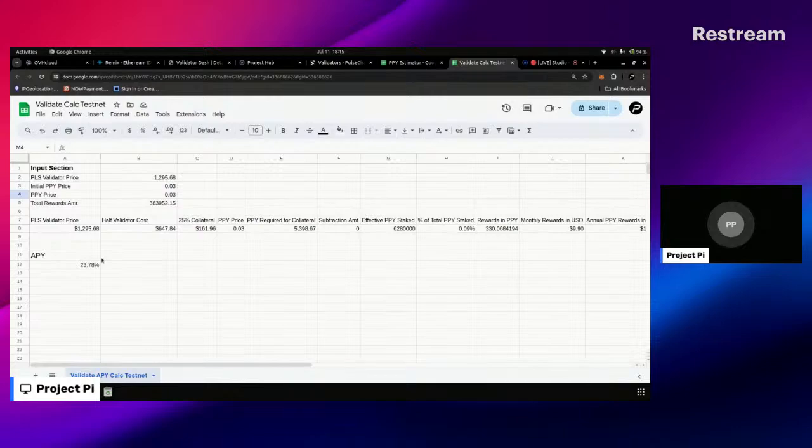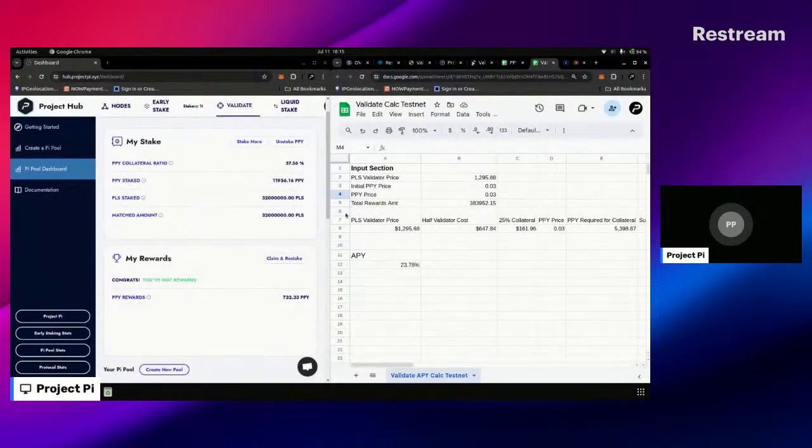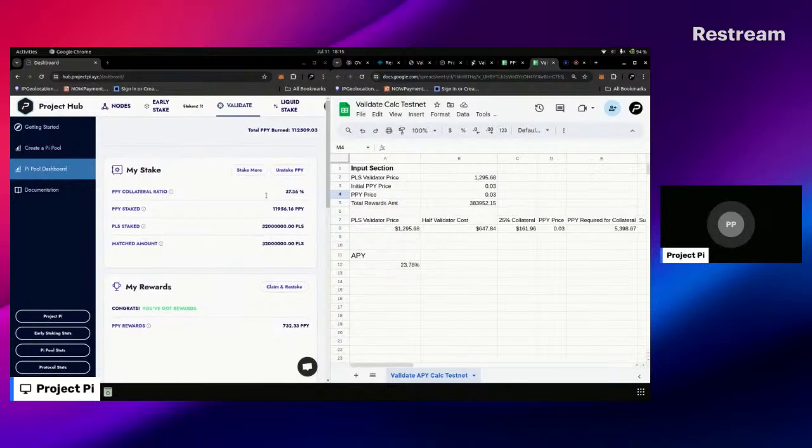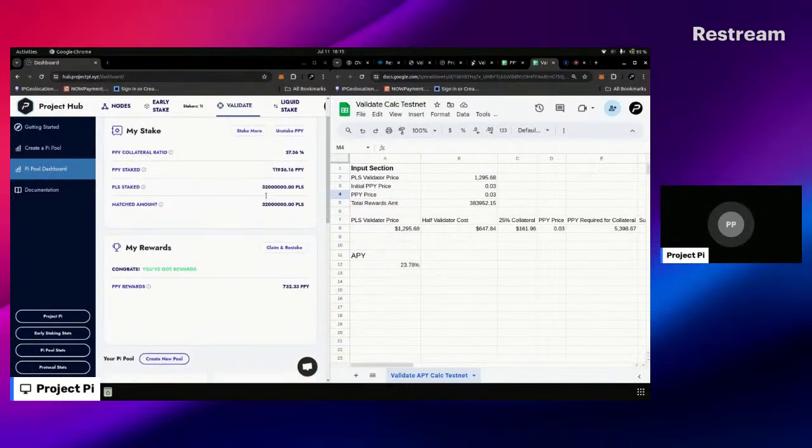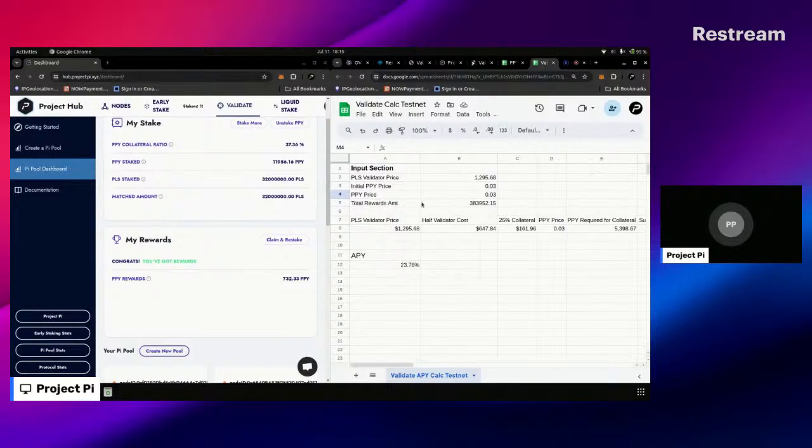Now, you would be earning more Pulse as a traditional validator, but you will be earning more APY because you're earning the PPY token as well. And so I had brought up another screen, basically just to show one example. I was actually messing around with some of the numbers.